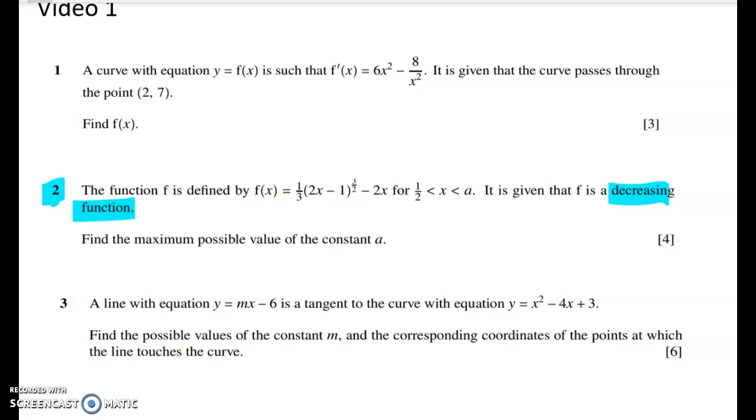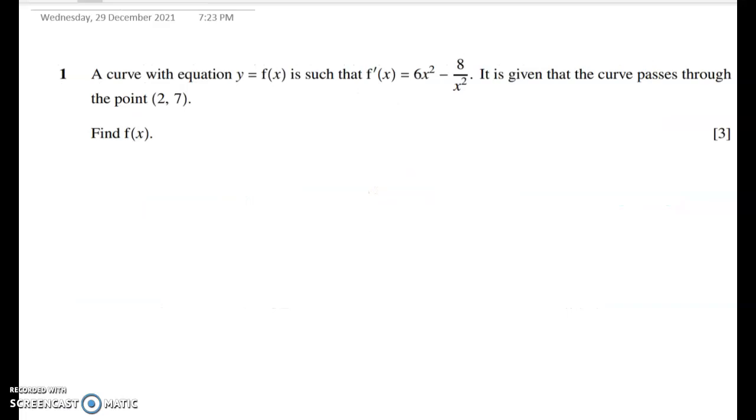So pause the video now while you're on the screen and give yourself some time and just work through those questions first, and then I'll go through them. Okay, so question 1 is a straight up calculus one where we're given the equation of the gradient function and we're told that it passes through this point here. So let's work through that now.